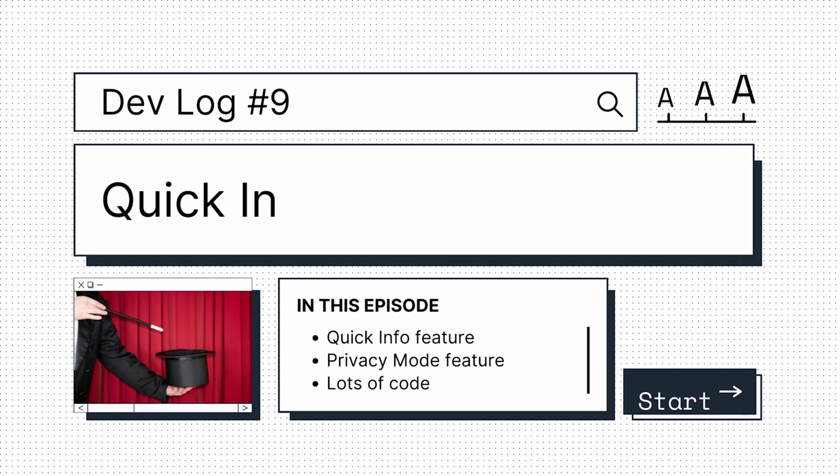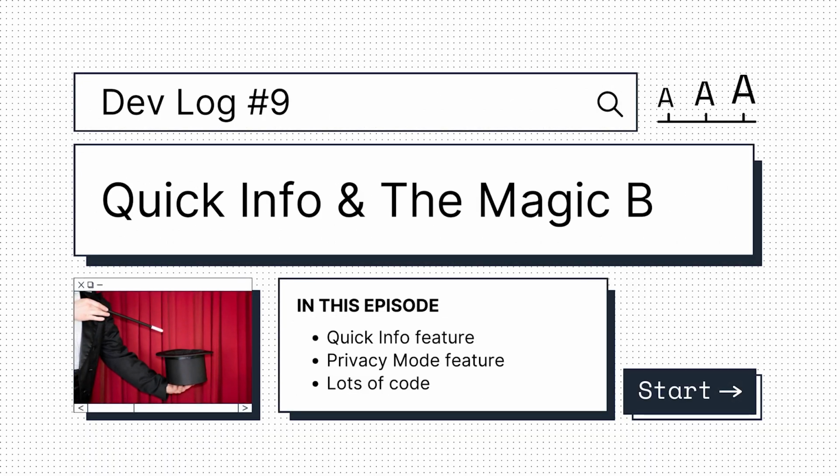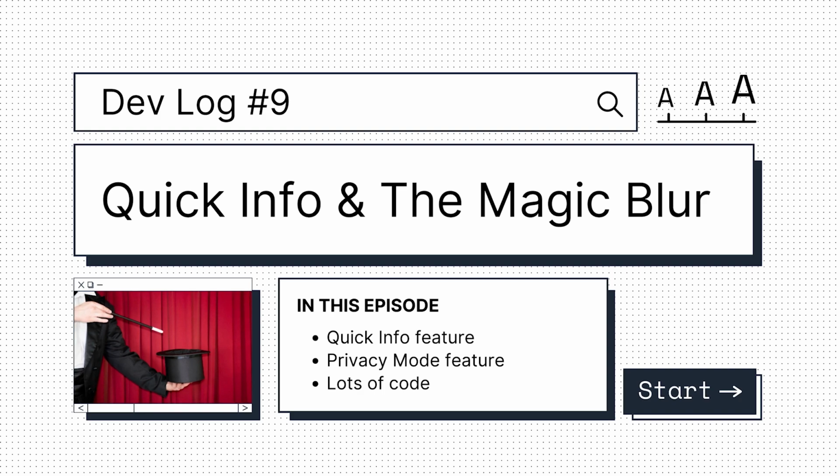Hello and welcome to the 9th episode of Devlog. In this series, we're building an ambitious payroll SaaS from scratch all the way to our first customer. In this episode, we're implementing the quick info feature and setting up privacy mode for the app.